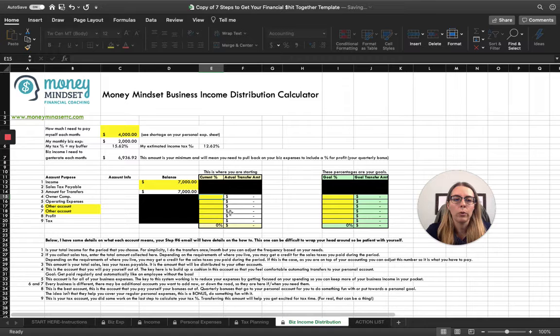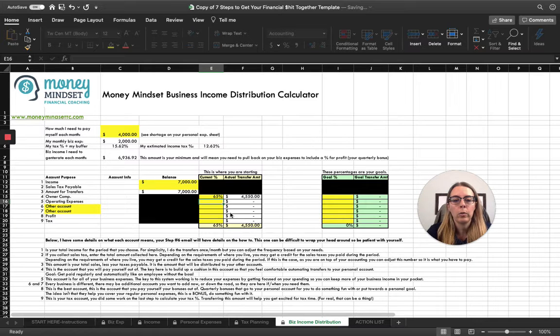So for the owner's compensation, we want to be able to pay you $4,000 every month, but we also want to be able to start putting more than $4,000 into that account. So we want to start with a higher number, and we're going to play around with it, and we're going to see how it works. So if we put in 65% into your owner's compensation, that would give you $4,500.